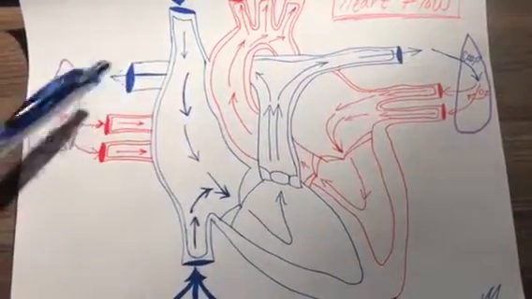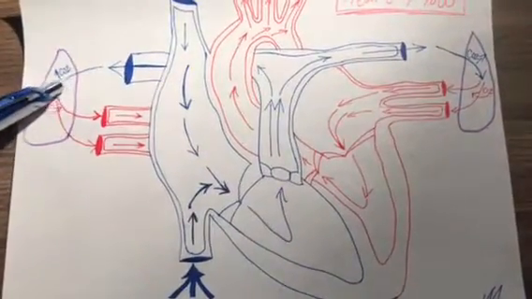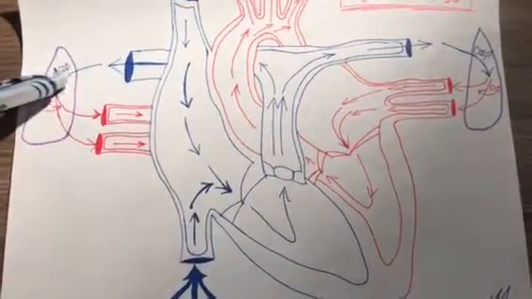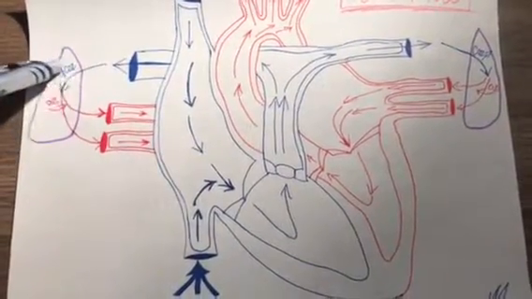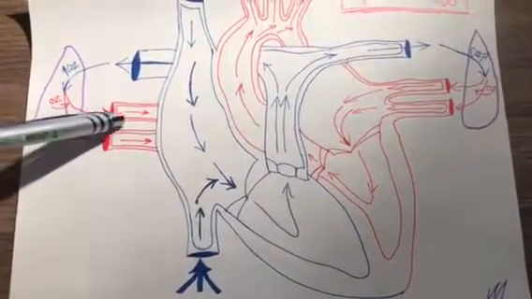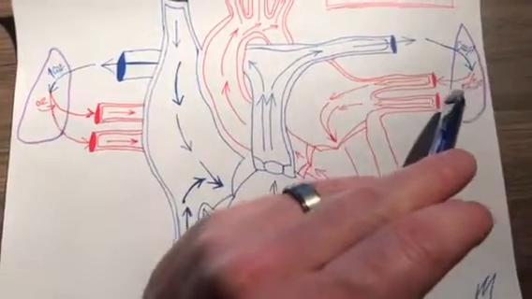and it's going to exit out and go into the lungs where it's going to receive oxygen. Here in the lungs it's also going to release CO2, which is what the blue blood here is carrying. So it's going to remove that in the lungs, and then in the lungs it's going to pick up oxygen, which then it's going to come into the pulmonary veins.